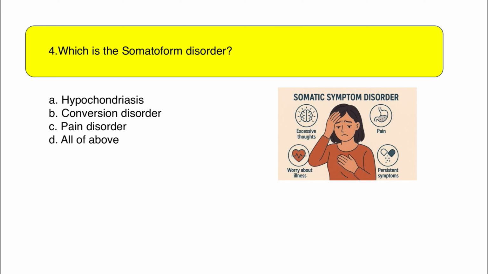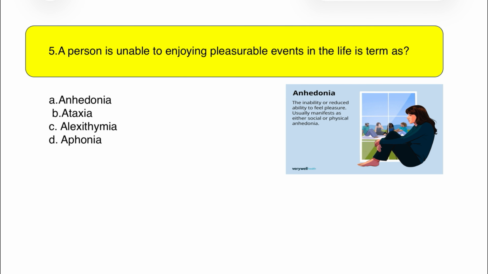Which is the somatoform disorder? Option A hypochondriasis, option B conversion disorder, option C pain disorder, and option D all of the above. The right answer is option D. Move on to the next question.